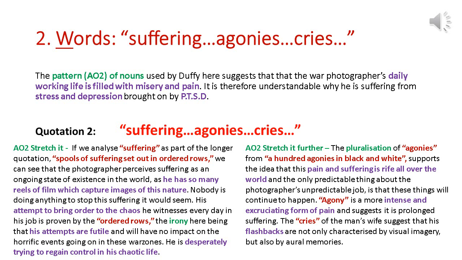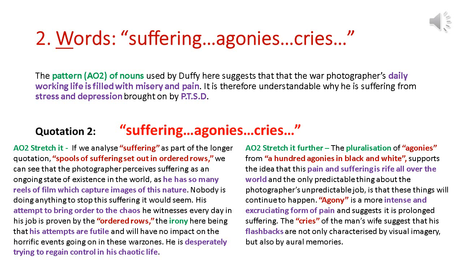The fact that he sets out these reels of film in ordered rows shows that he's attempting to bring order to the chaos that he witnesses every day in these war zones. But we can see that his attempts are pointless, they're futile. They're going to have no impact on the horrific events going on in these war zones. What he is trying to do is desperately regain control in his own chaotic life. So when he goes back to England, he tries to restore some order back into his life.